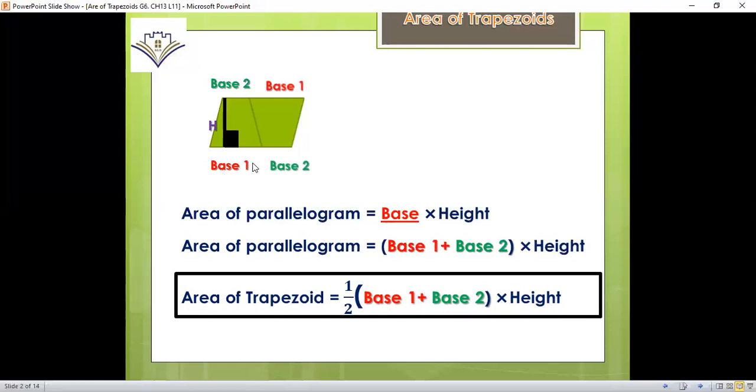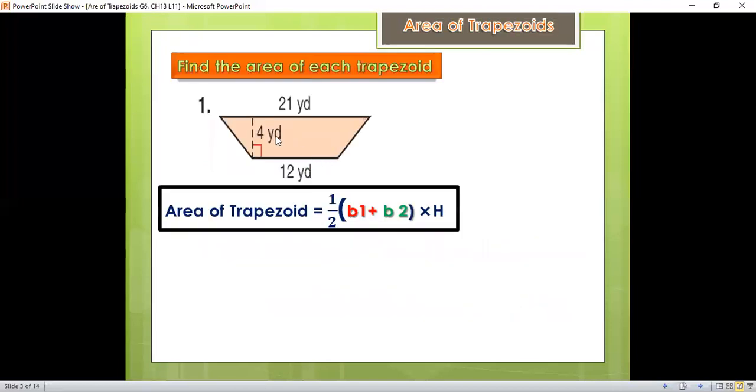Now, there is a relation between the area of parallelogram and the area of trapezoid. What's the relation between them? Two congruent trapezoids make one parallelogram, and the area of parallelogram equals base multiply height. Then the area of trapezoid equals half the area of parallelogram. Then area of trapezoid equals half, base 1 plus base 2, multiplied by height. This is our formula.